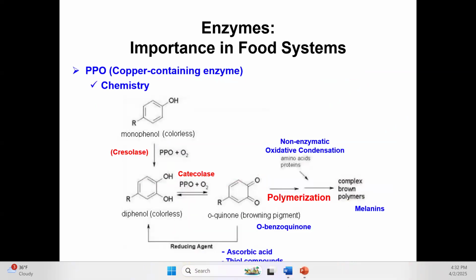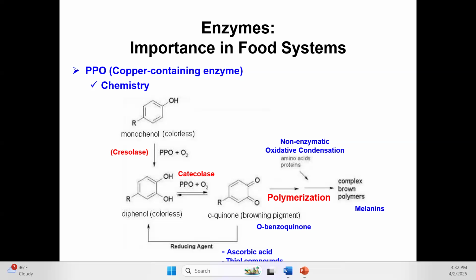All right, so the reaction is you have your phenolics, and then you have different types of polyphenol oxidases, not just one enzyme. One will convert it to diphenol, and then another will convert it to quinone. This is the precursor of melanin. So this gets polymerized, complex brown polymers formation. These are your melanin. If you reach to quinone, you can reduce it back. But once you reach melanin, it's not reversible.